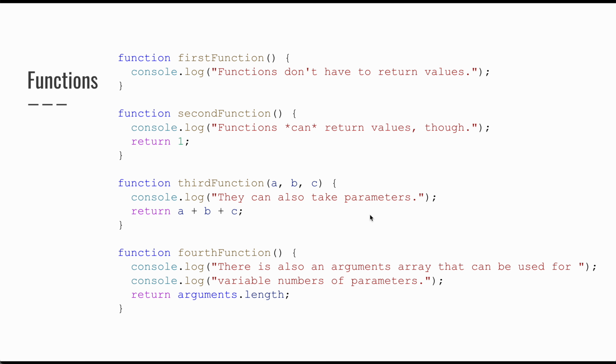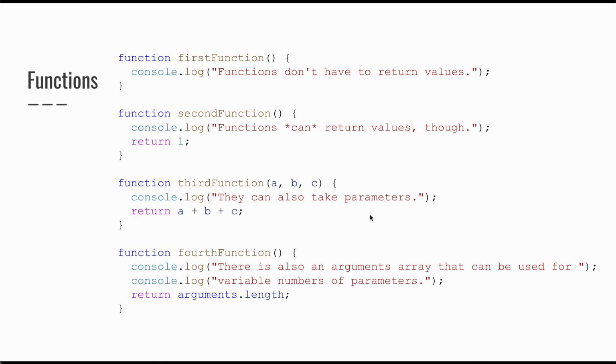So if we take a look at these, the first function, it's not returning anything, and there's no way to identify in the declaration this way that there is any return value. We could set a variable equal to the result of first function or to the result of second function, and one of those would have a value of undefined and one of those would have a value of 1. So the second function can return a value, and this returns 1 every time.